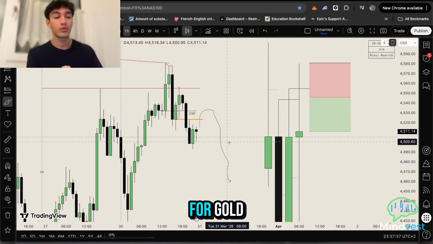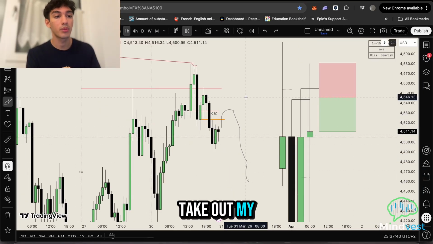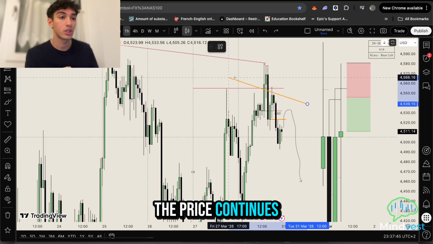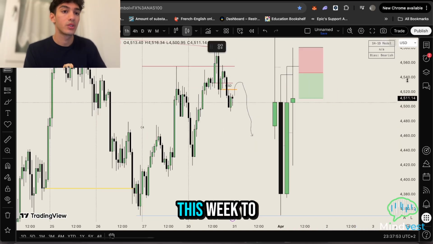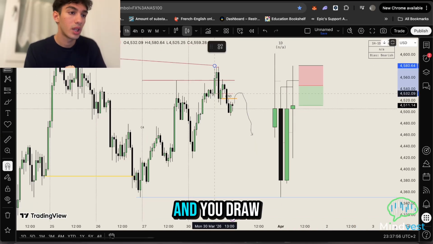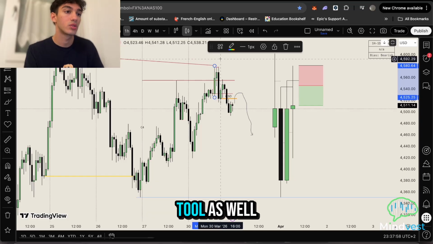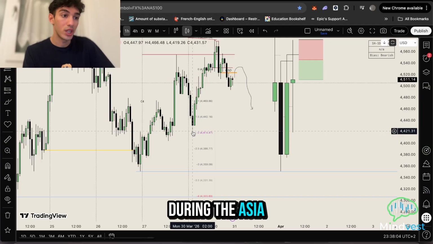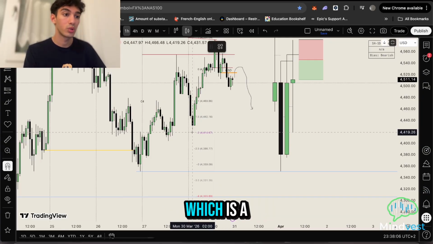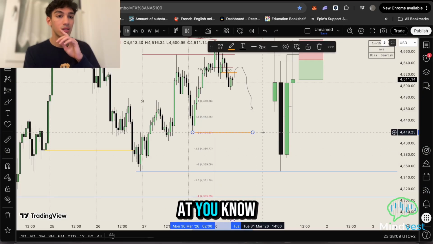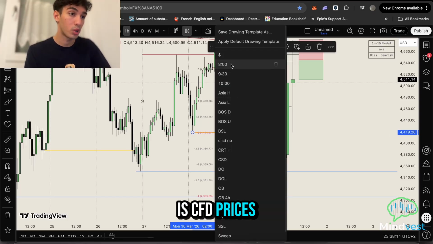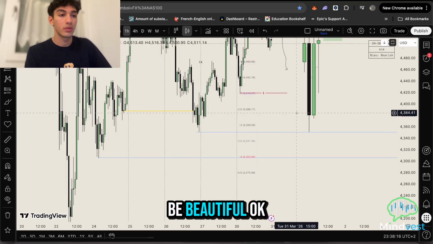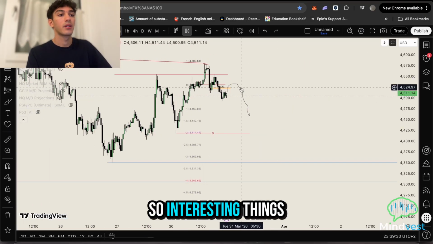Now, if this is my bias for gold, then it's most likely euro will take out my draw even as well today, as the price continues going. If we expect this week to be a bearish week, and you draw your standard deviation tool as well, you can see -2 is here during the Asia of Monday. So this is the current low of the week, which is a nice target to hit. And that's at 4419. Again, this is CFD prices. And then you have the -4, which is this low, which would be beautiful. Okay. So interesting things to come around.